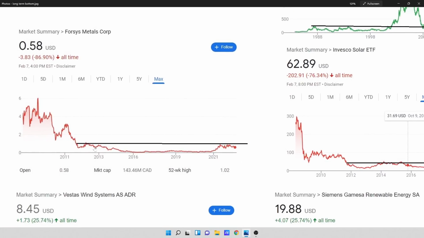This is Forcefield Metals, very similar to the other patterns here. We hit our head there, come down.